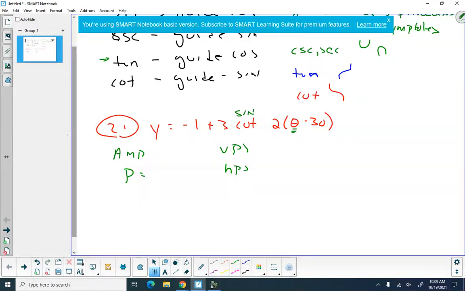So you know that's what I'm going to be dealing with. Now, if we take a look, our variable is theta, which means we are dealing with degrees. That's important when you go to calculate the period, because the period is 360 divided by our b value. This is our theta.